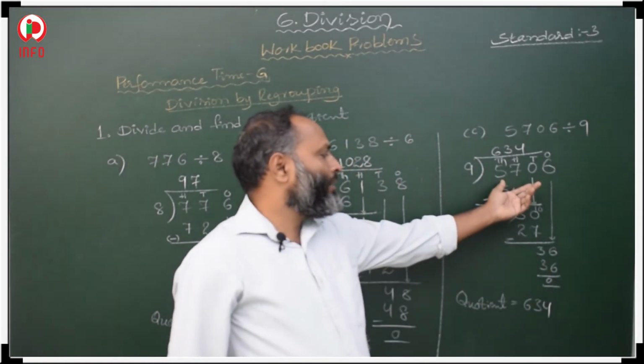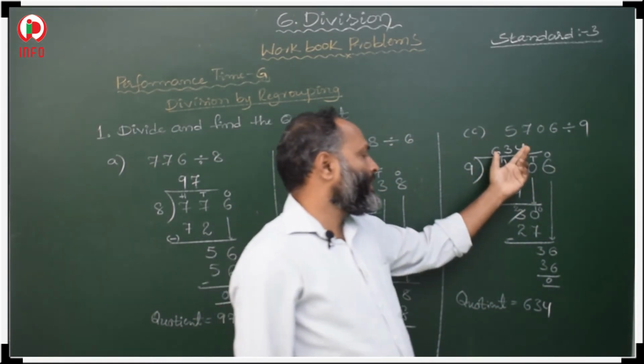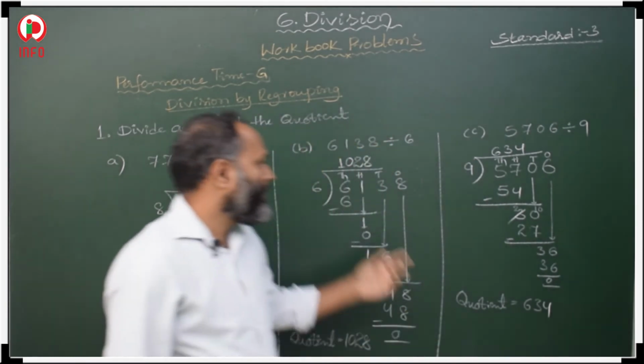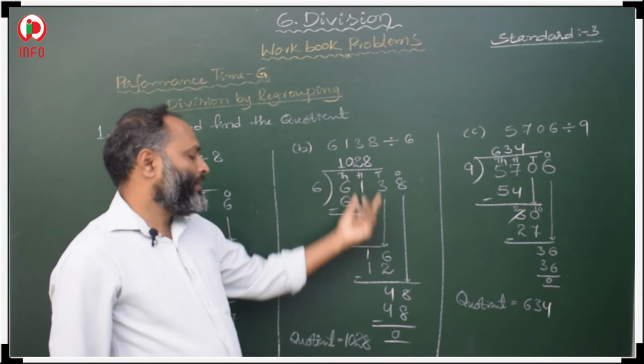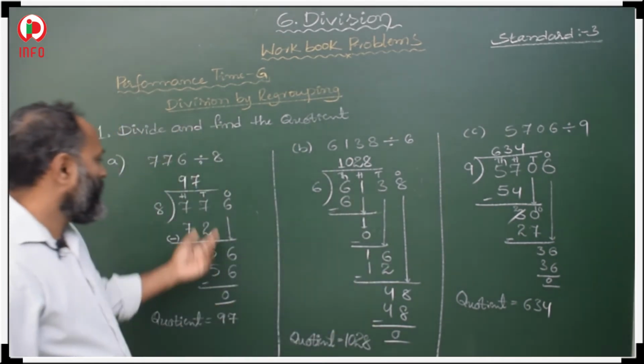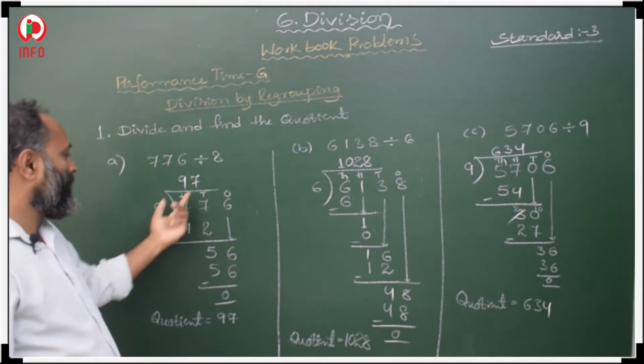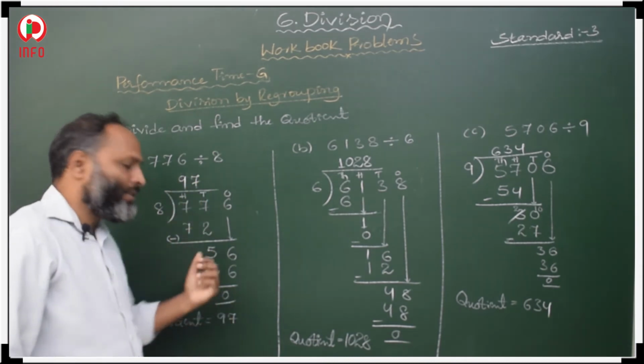This is the dividend, divisor, quotient, and the remainder is 0.